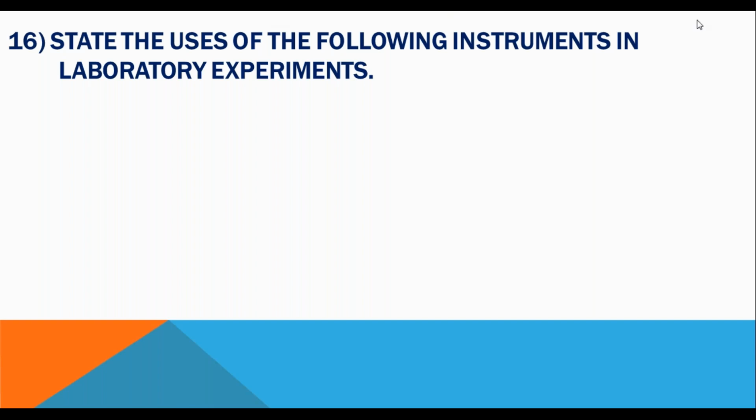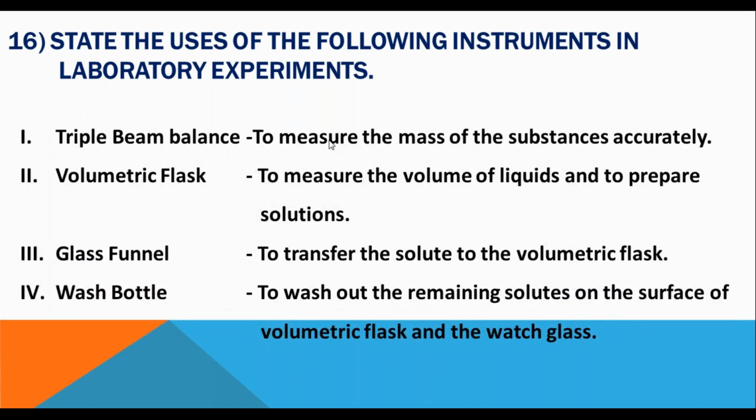State the uses of the following instruments in laboratory experiments. First one, triple beam balance. What is the use of this balance? The function is to measure the mass of substances accurately. Volumetric flask: we use it to measure the volume of liquids and also to prepare solutions. Also, to collect liquids, we use this volumetric flask.